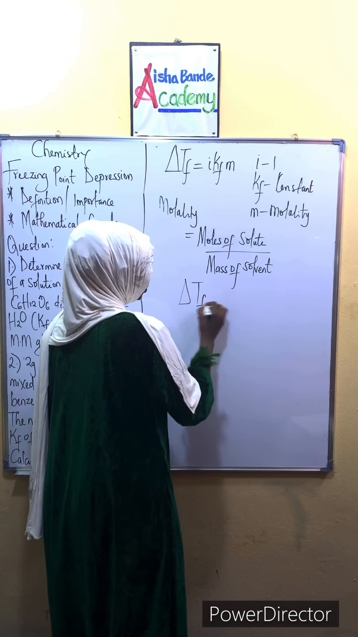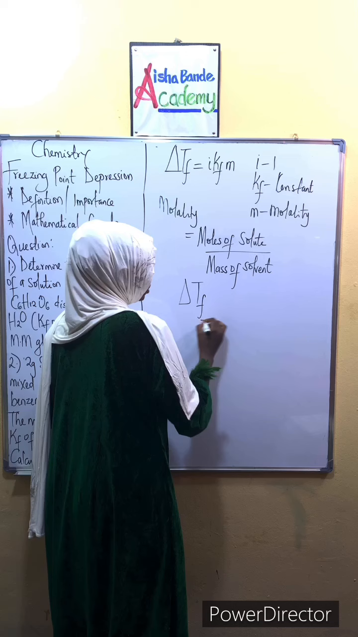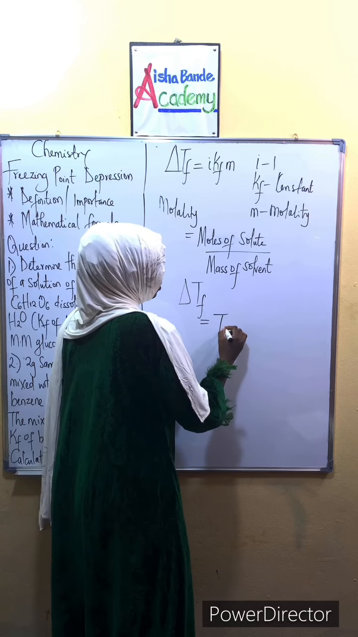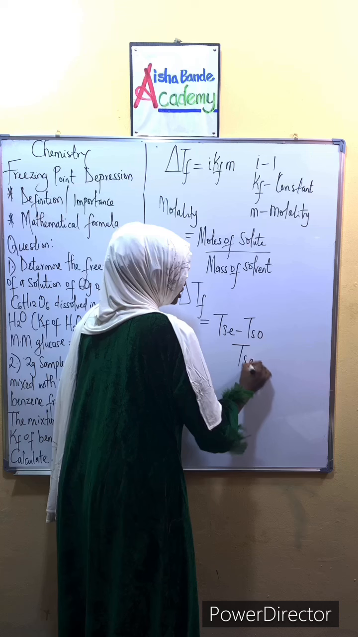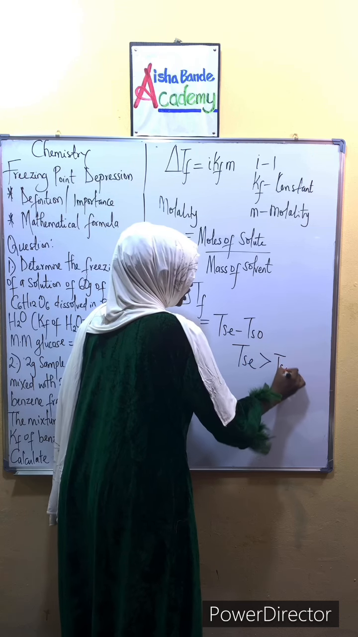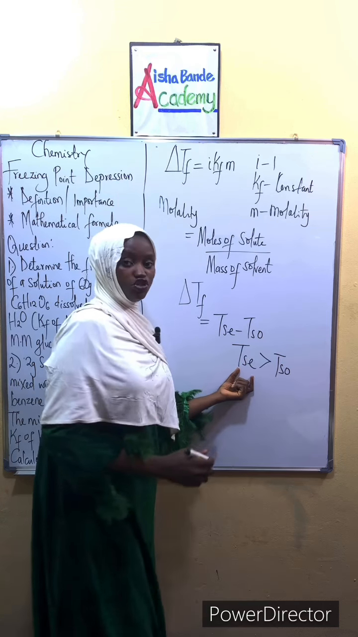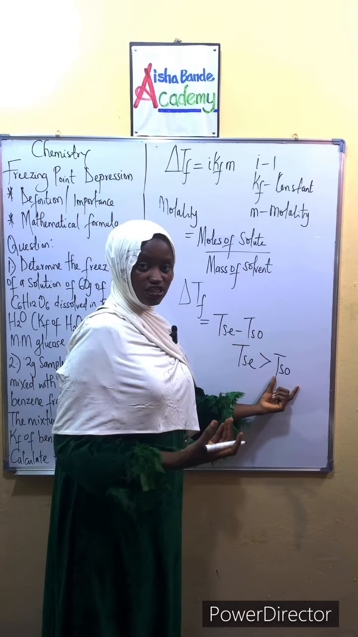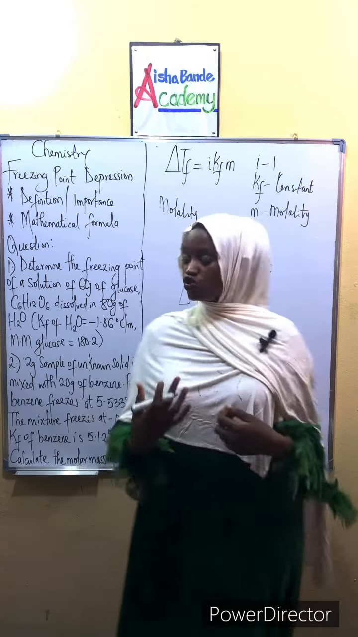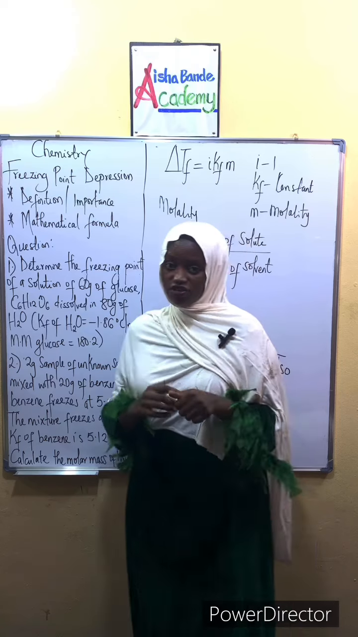We also have a relation that says the freezing point depression is equal to Tso minus Ts, where Tso is greater than Ts. This is the temperature of the solvent and this is the temperature of the solution. So with this now we can move on to the mathematical questions we have.